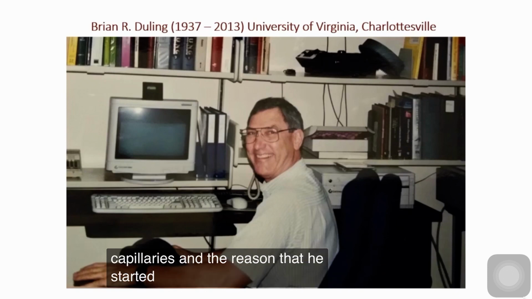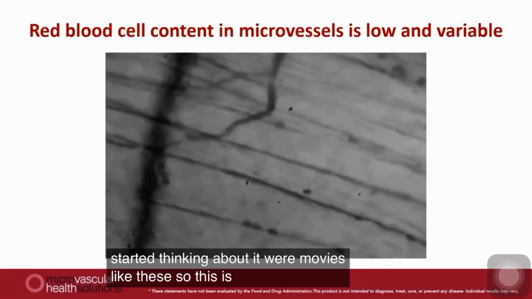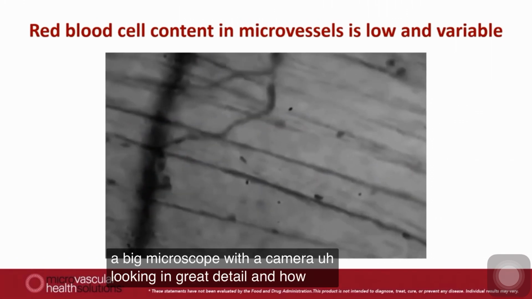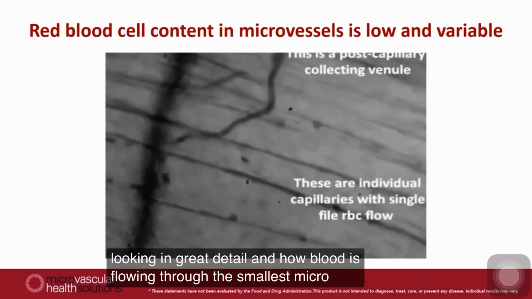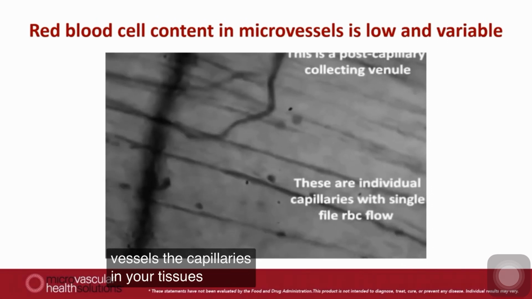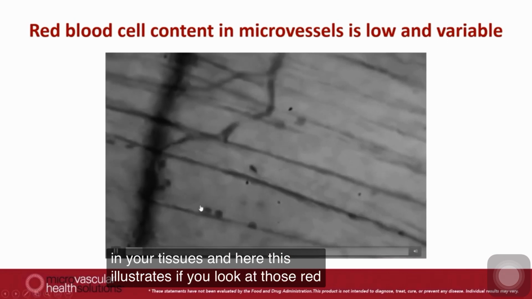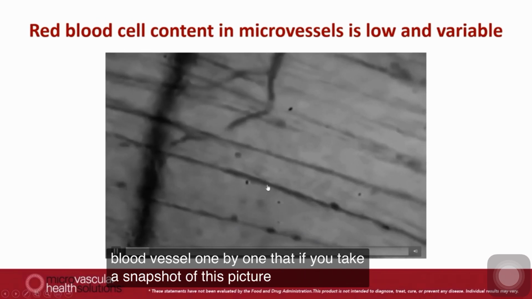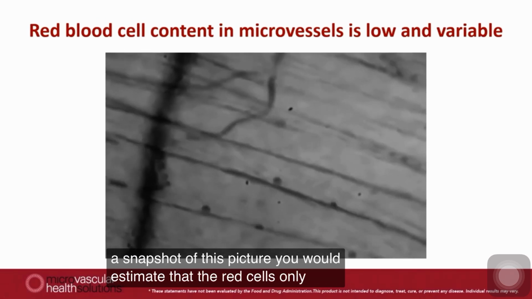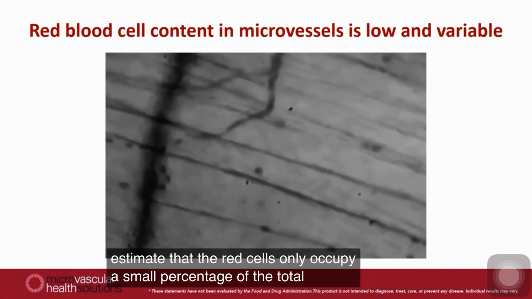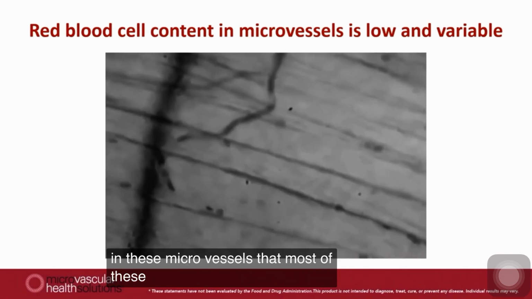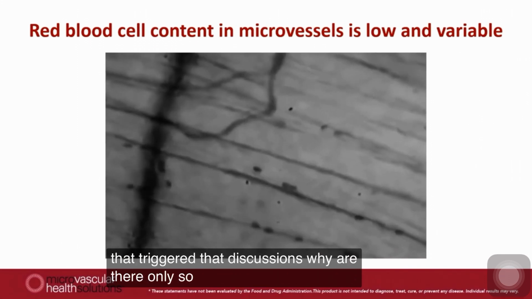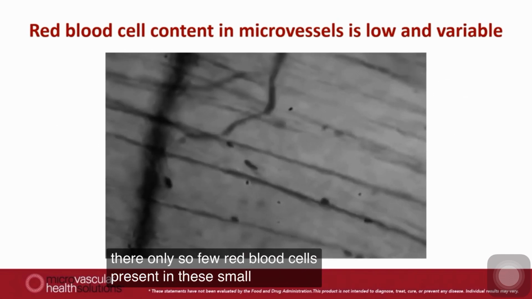And the reason that he started thinking about it were movies like these. This is a live movie from a big microscope with a camera, looking in great detail at how blood is flowing through the smallest microvessels, the capillaries, in your tissues. And here this illustrates, if you look at those red blood cells flowing through a capillary blood vessel one by one, that if you take a snapshot of this picture, you would estimate that the red cells only occupy a small percentage of the total volume in these microvessels, and that most of these microvessels might be empty. So that triggered that discussion. So why are there only so few red blood cells present in these small capillaries?